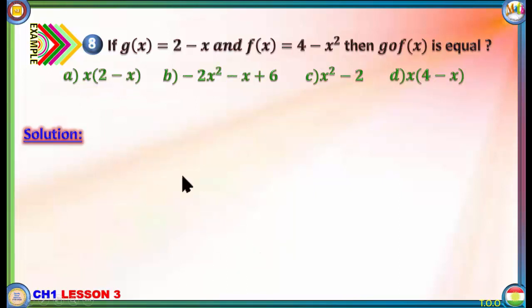Example number 8. If g(x) equals 2 minus x and f(x) is equal to 4 minus x squared, then g of f(x) is equal to?